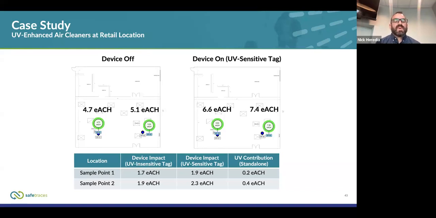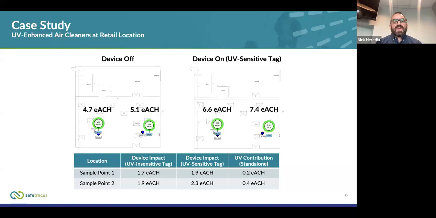4.7 air changes per hour, and at the right side, a 5.1 air changes per hour in that retail space with the device off. And then when you turn on the device, basically you're getting a 6.6 air changes per hour and a 7.4 with those two sites.